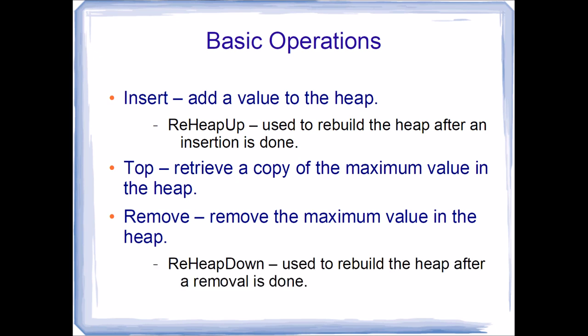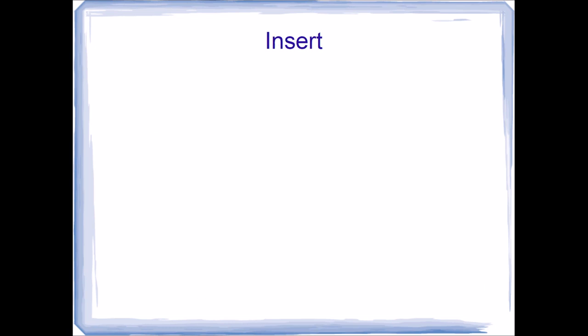So after doing a remove, we're going to have a call to another algorithm called the reheap down algorithm. And what that does is it rebuilds the heap after removal is done. So again, it could very well be the case that after removing a value, our heap is no longer a heap because it doesn't stick to that fundamental property. So reheap down is used to rebuild the heap and make sure that that property holds once again.